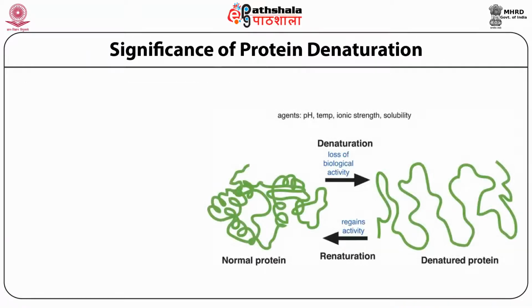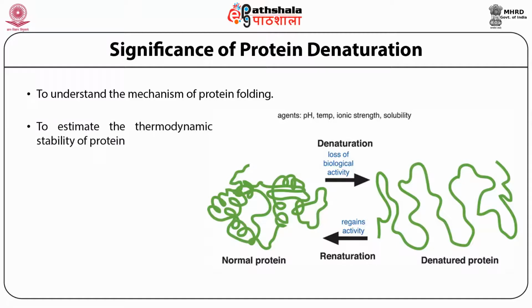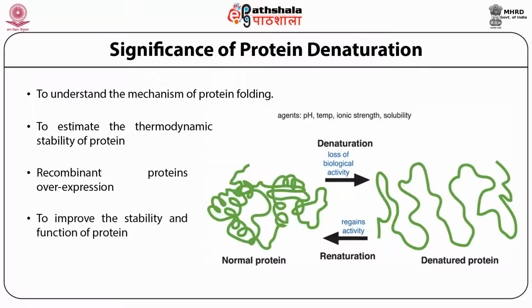We discuss the significance of protein denaturation. Protein denaturation is used to understand the mechanism of protein folding, to estimate the thermodynamic stability of the protein, sometimes for the solubilization of overexpressed protein, and of course to improve the stability and function of the protein. You can see here that in extreme conditions, the normal protein is converted into the unfolded protein, known as denatured protein, and sometimes this process is reversible.